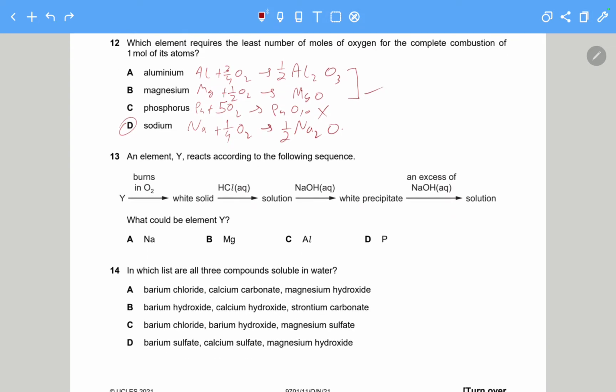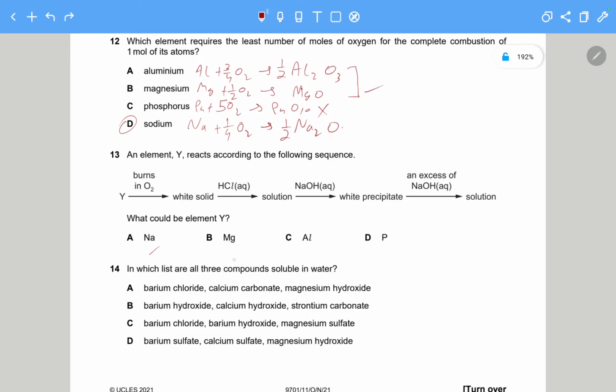Question 13. An element Y reacts according to the following sequence. It burns in oxygen gas, gives a white solid. Stop right here. Look at the options. What could element Y be? White solid, sodium oxide, yes. Magnesium oxide, yes. Aluminium oxide, yes. P4O10, phosphorus oxide, yes. So till now, all 4 are in the race for this answer.